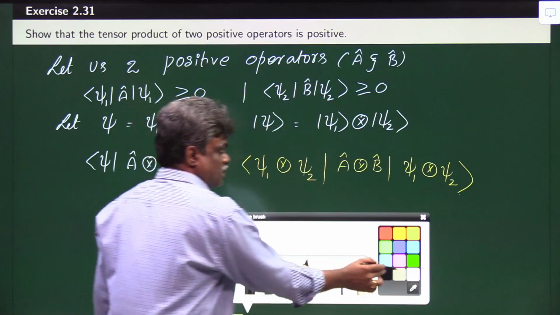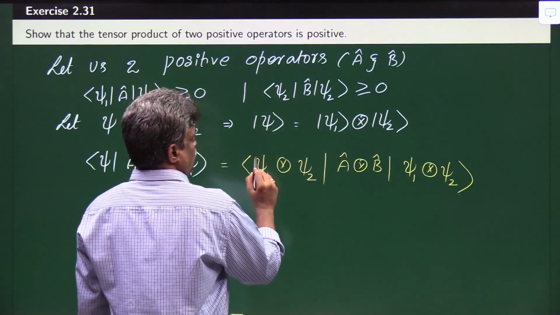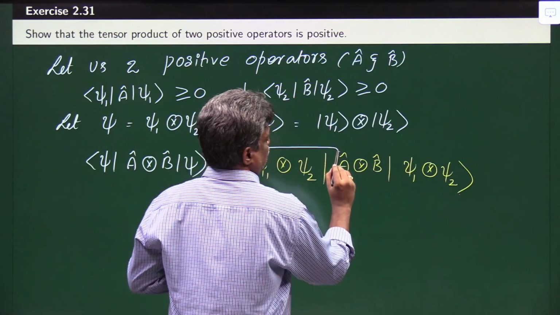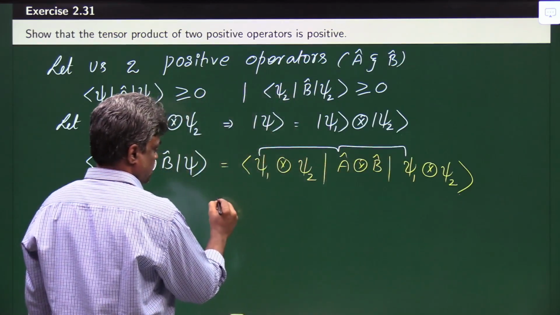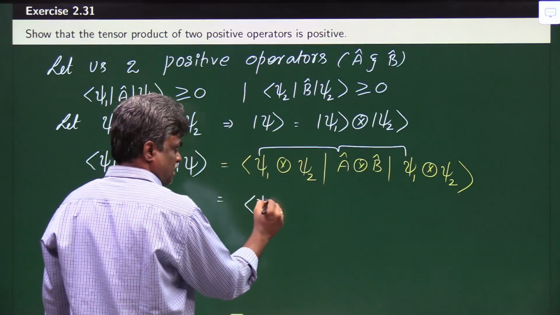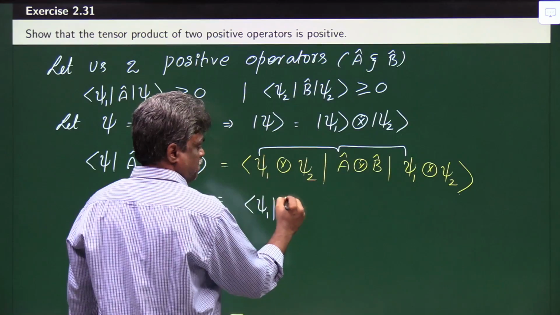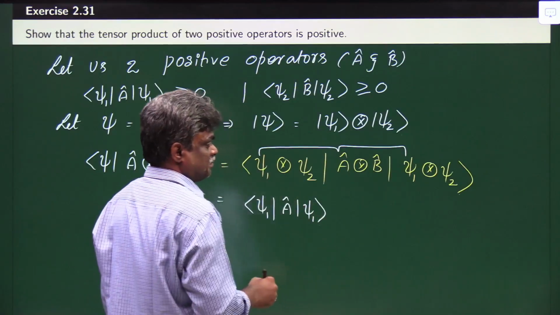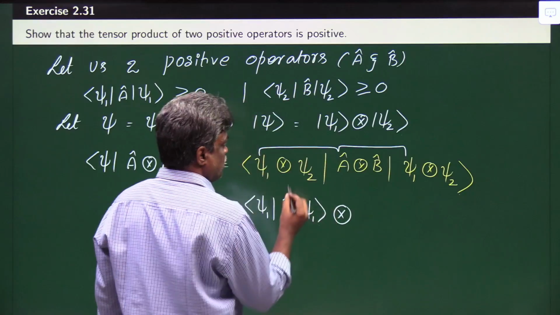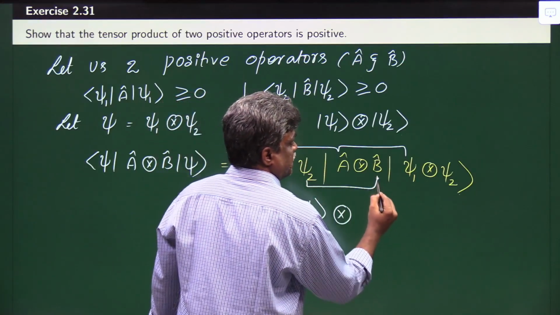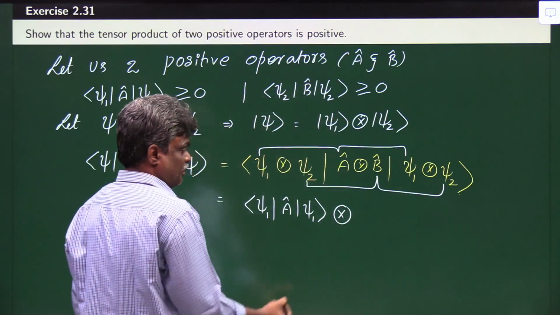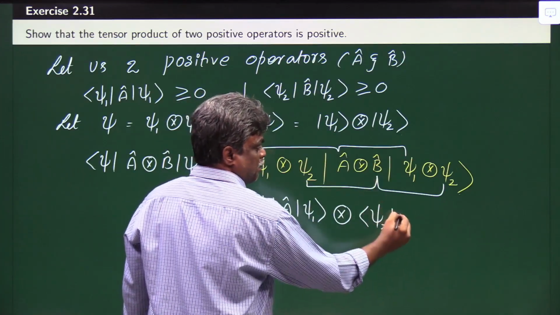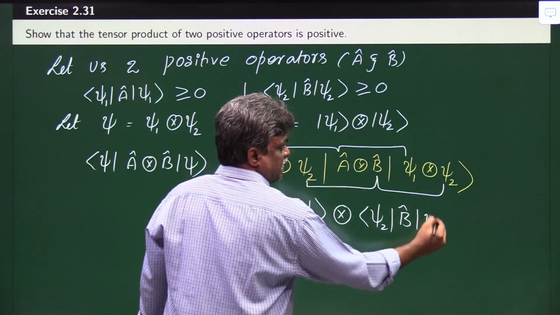Now in the last videos also I explained the technique. If you have here three independent terms, simple, just take the first with the first. That means what is the meaning of this? Bra ψ1, and here it is A cap, and the next one is again ket ψ1. And the tensor, the second terms with the second, so then it is bra ψ2, B cap, and this is again ket ψ2.